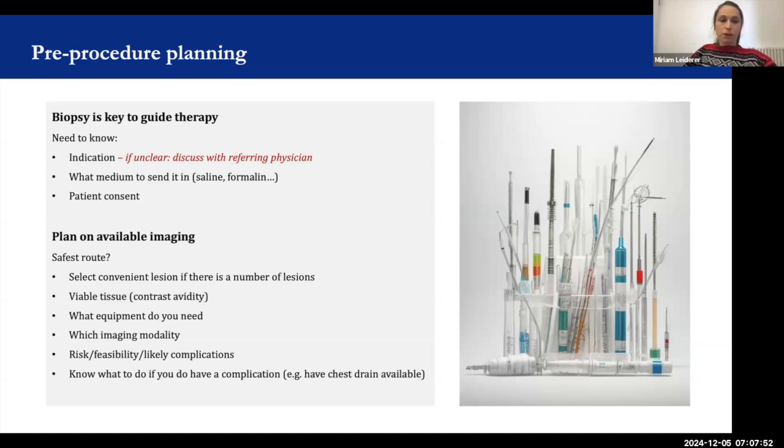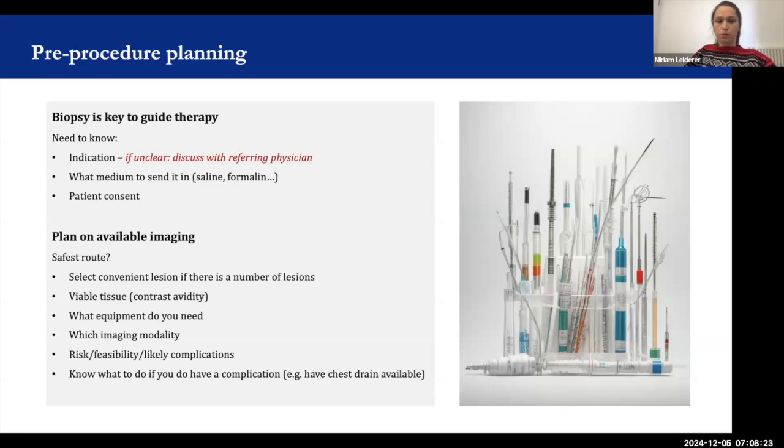And then figure out what equipment you need. Do you have this equipment available, or are you going to get it from somewhere, or is the patient going to have to buy it? Then you can already think about what imaging modality you're going to use, mostly ultrasound or CT. We're going to talk about that later. And think about what likely complications you're going to have, and if that's a tolerable risk.